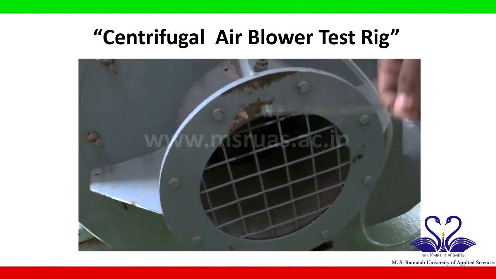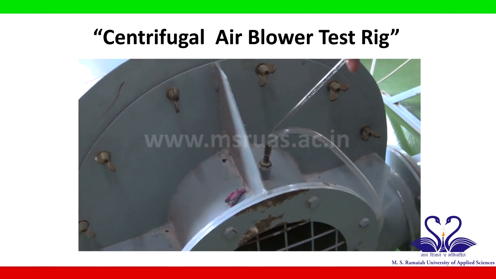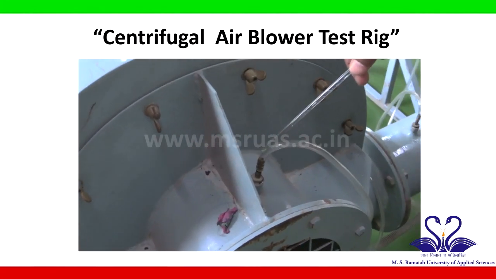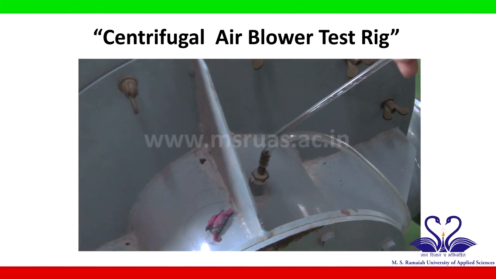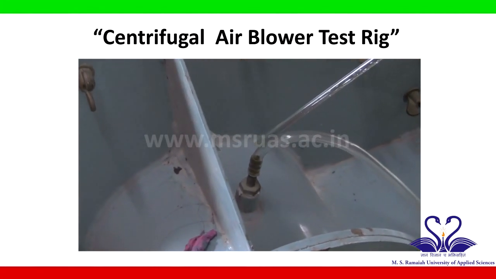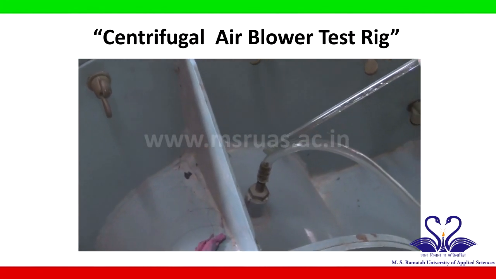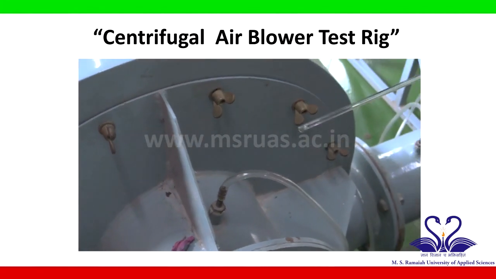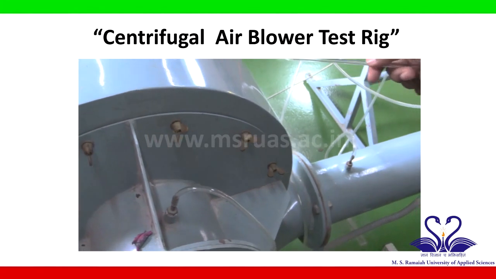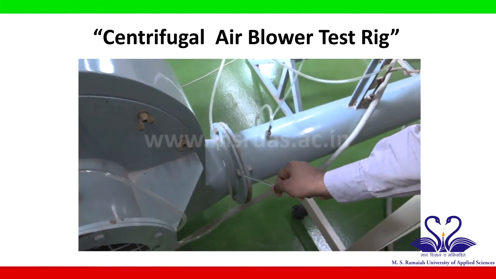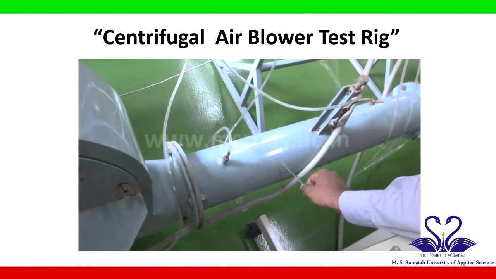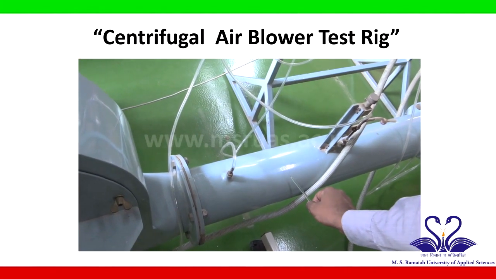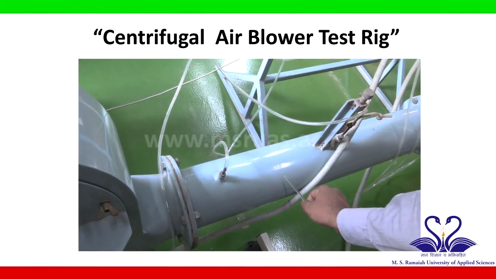and there is a tube connected at the inlet which is further connected to a U-tube manometer which will give the suction head of the air entering the blower. After the delivery, the air comes out tangentially in this pipeline. This is the delivery line.